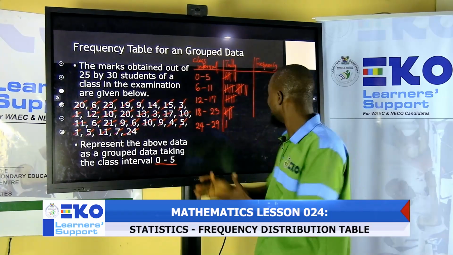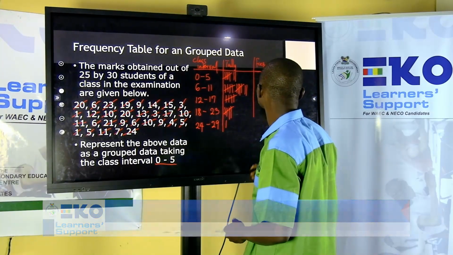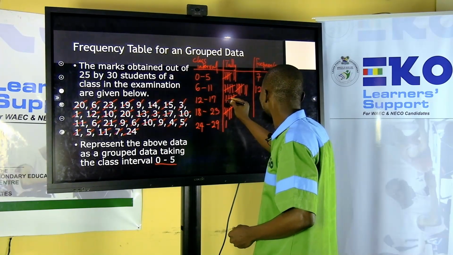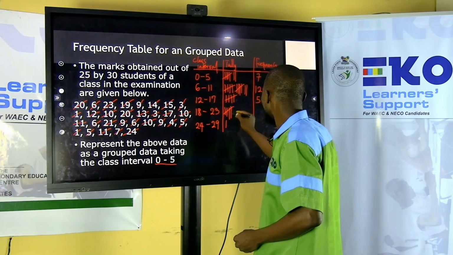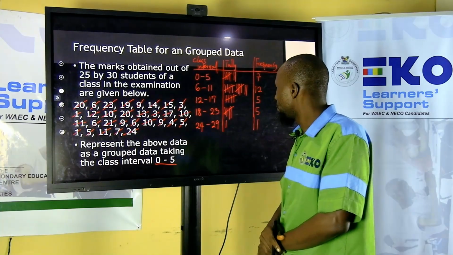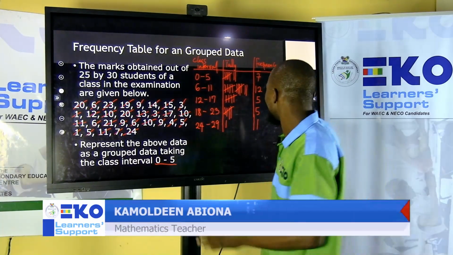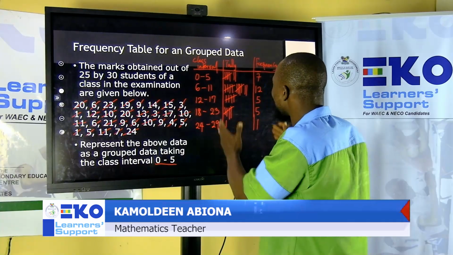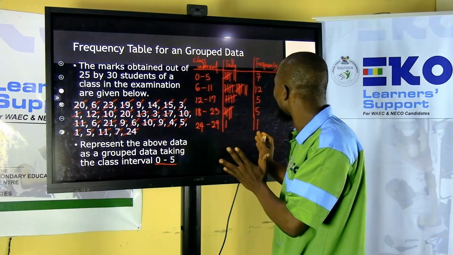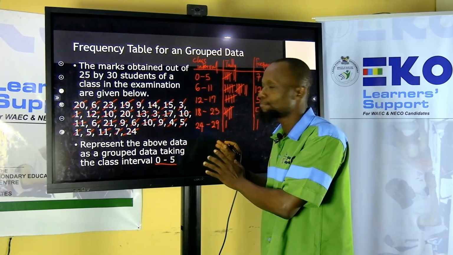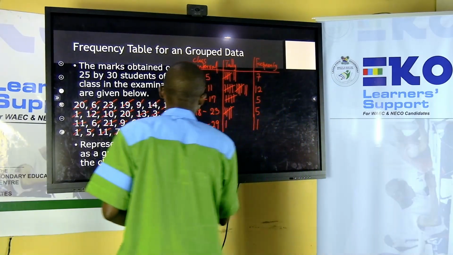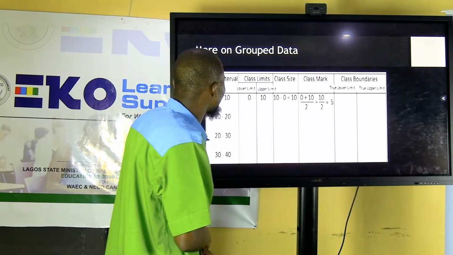So I haven't done that. Then we change it to frequency. So this is 7. This is 12. This is 5. And this is 5. And this is 1. So with this, we have been able to represent the information as grouped data. And you can see, just very simplified. So that is what we mean by grouped data, classifying under grouped data. I think you understand what I've done.